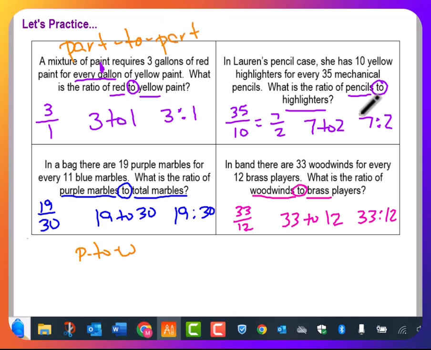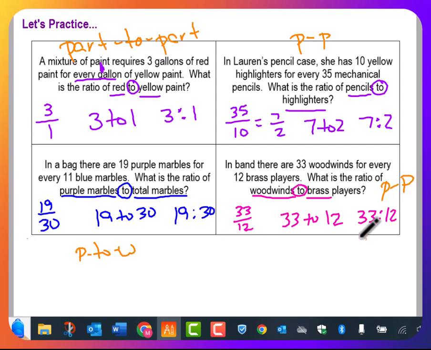And the second one, it's talking about highlighters and pencils. So it's another part to part relationship. Okay, and then the last one is asking for the ratio of woodwinds to brass players. So there are 33 woodwinds, there are 12 brass players. It doesn't ask for the total number or a comparison to the total number of band members, right? It's just comparing the woodwinds to the brass. So it is also a part-to-part relationship, 33 to 12.